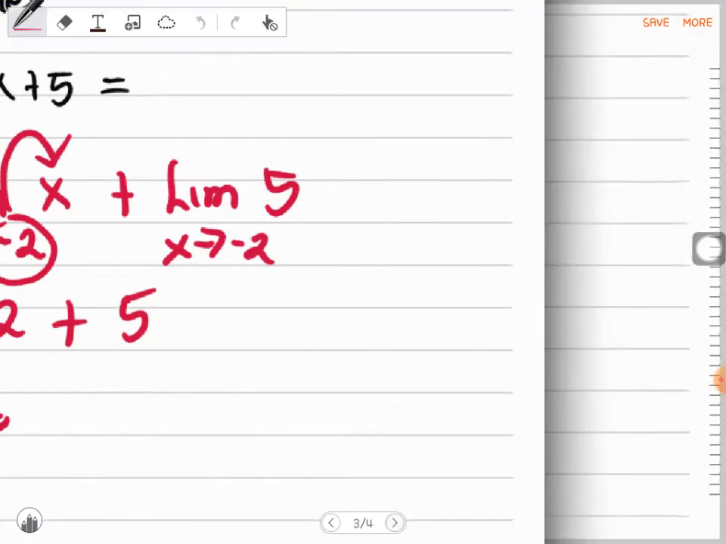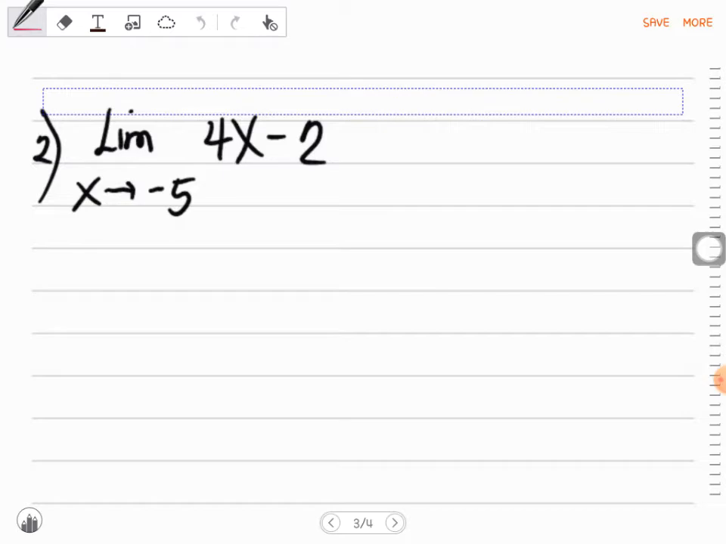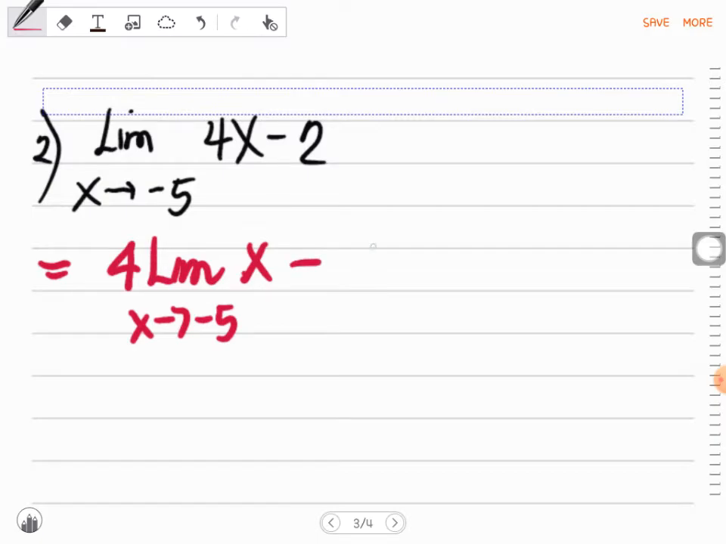More example. We have limit of 4x minus 2 as x approaching negative 5. For this one, we have 4 limit of x as x approaching negative 5. Okay, then minus limit of 2 as x approaching negative 5.